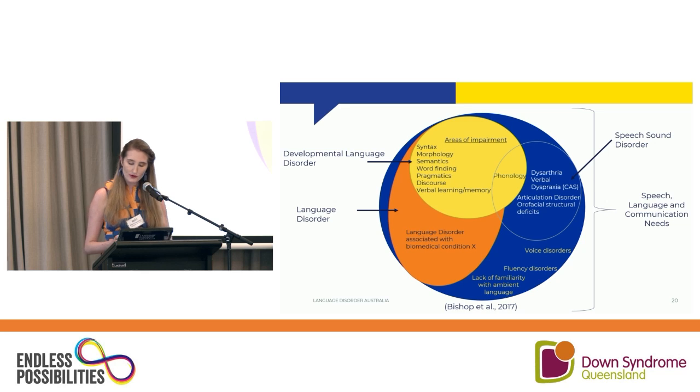And down the bottom, we also have an area called lack of familiarity with ambient language. So that would be that we're differentiating between the population of students that have difficulties with language, not because of a disorder, but maybe they're not familiar with that language yet. Maybe they don't speak English at home, for example. So that population would better be captured in that bottom area there rather than a language disorder.